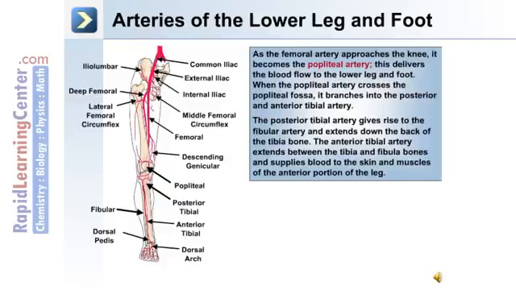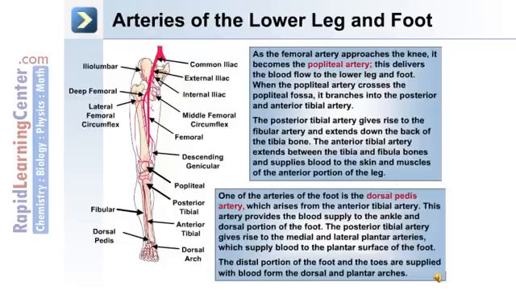When the popliteal artery crosses the popliteal fossa, it branches into the posterior and anterior tibial artery. The posterior tibial artery gives rise to the fibular artery and extends down the back of the tibia bone. The anterior tibial artery extends between the tibia and fibula bones and supplies blood to the skin and muscles of the anterior portion of the leg.